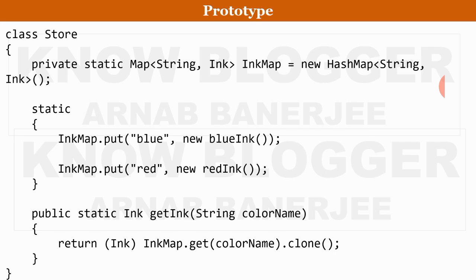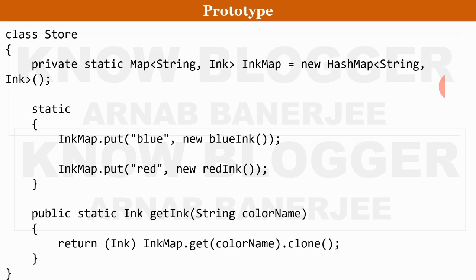Now the main thing is that we have a class which is Store, and within the Store we are just taking a HashMap of the Ink abstract class, and within a static block we are assigning two map objects into the HashMap. We have a method named getInk, and its input parameter is colorName. It is public static and its return type is Ink, so it will return the Ink object.